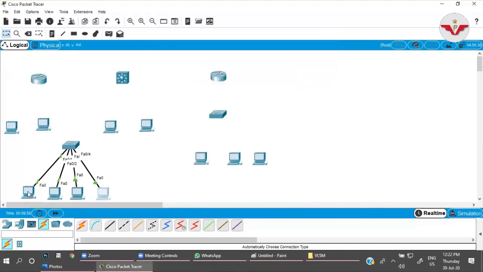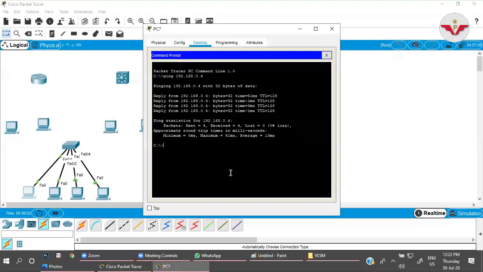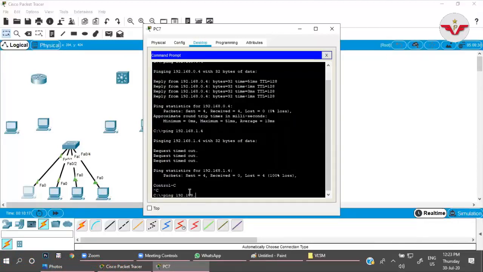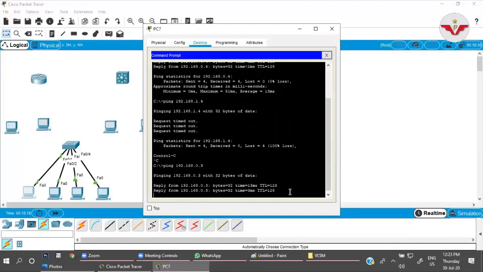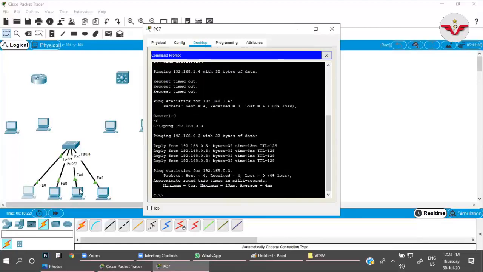Now let us check what is happening. Again, I am going to ping 1.4. It will not communicate. Request timeout, right? These 3 PCs will be able to communicate between each other, but not this one. Okay, let me ping 0.3. 0.3 is working. This PC is communicating with this PC. PC1 is communicating with PC3.